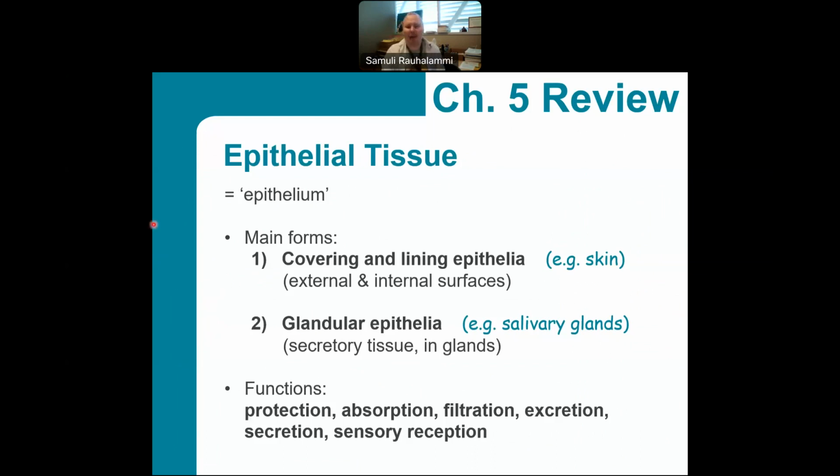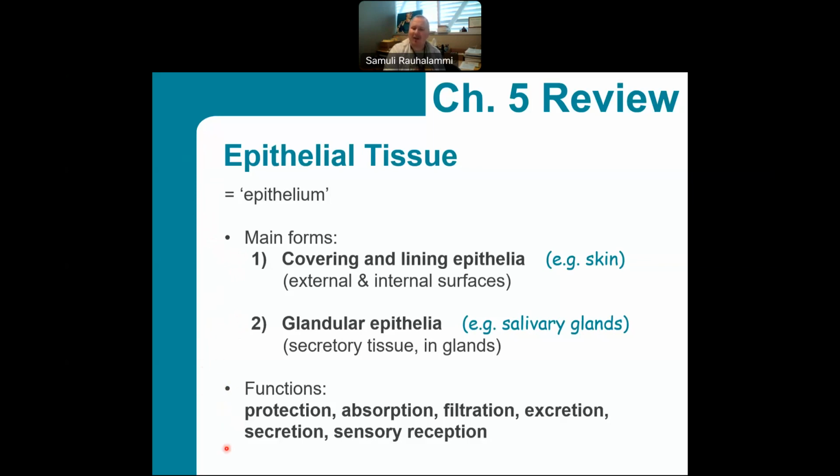So let's start by focusing on epithelial tissues, or epithelium. There are really two main forms of epithelial tissues. We have various coverings and linings, such as the skin, that form linings and coverings, both externally and internally in the body. We also have glandular epithelia. Glandular epithelia contain secretory tissue that we find in the glands. A good example of that would be your salivary glands or sweat glands. That's the second type of epithelial tissue that we see.